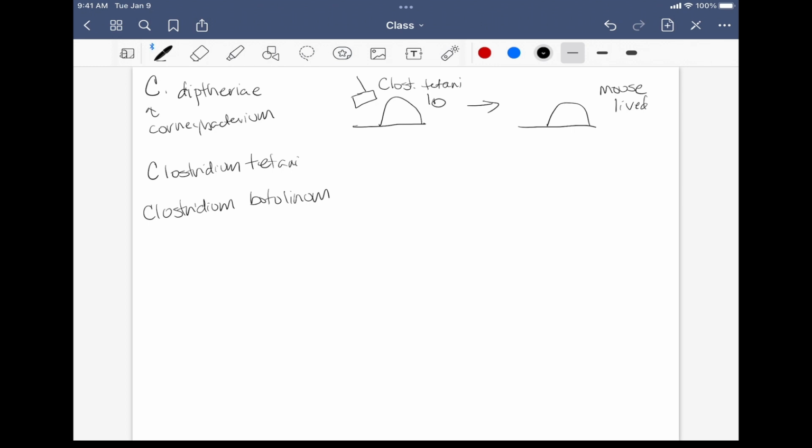I'm using a mouse here because I know that I did that when I gave this actual lecture. As I mentioned during lecture, as I thought better of myself, I'm pretty sure they actually did this experiment with rabbits, but we're going to stick with mice. They then did a similar experiment where they infected mice with Clostridium tetani.